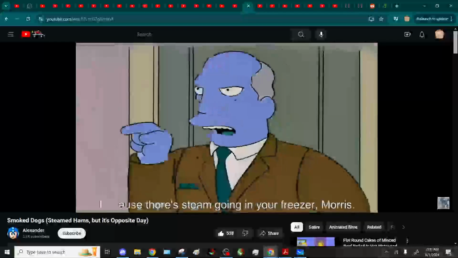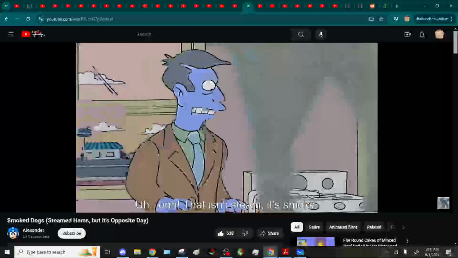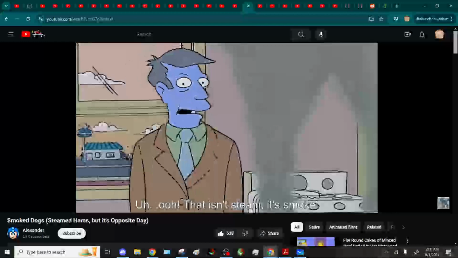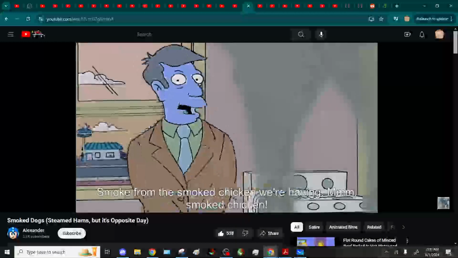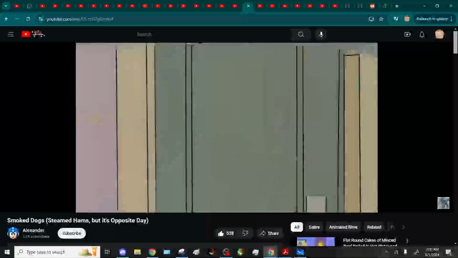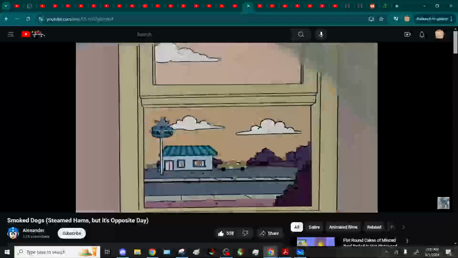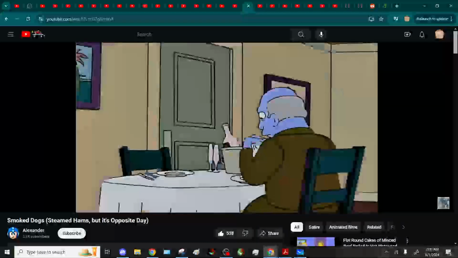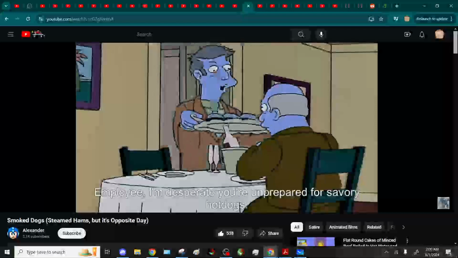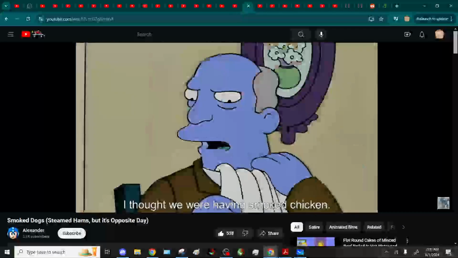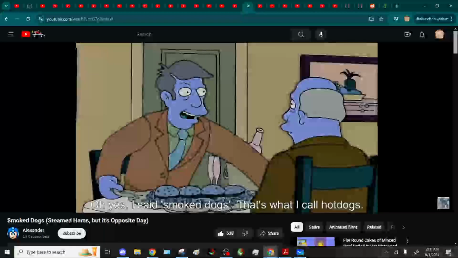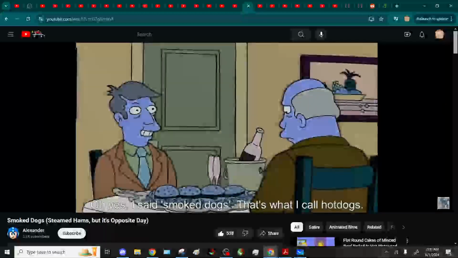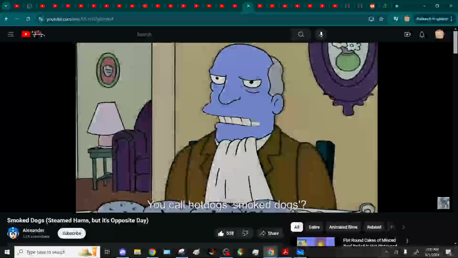Because there's steam going in your freezer. Morris. Oh, that isn't steam, it's smoke. Smoke from the smoke. We're having... smoked chicken. Oh! Employee, I'm desperate. You're unprepared for savory hot dogs. I thought we were having smoked chicken. Yes, I said smoked dogs. That's what I call hot dogs. You call hot dogs smoked dogs?